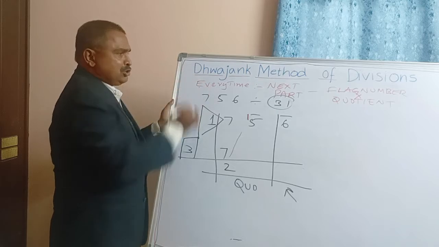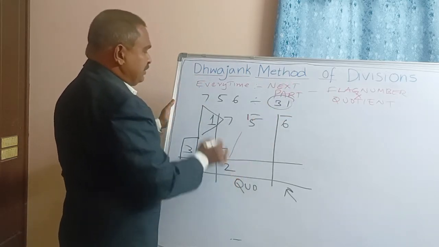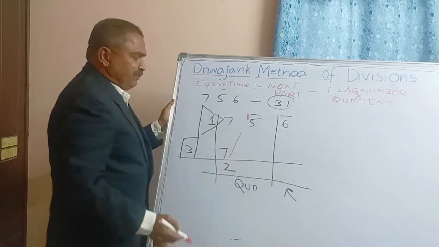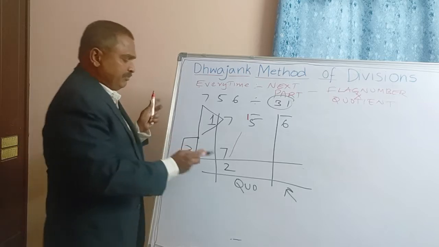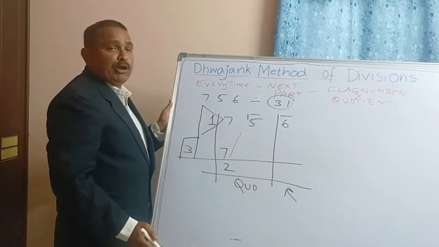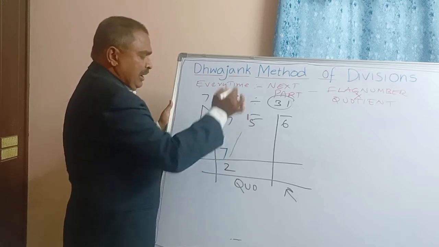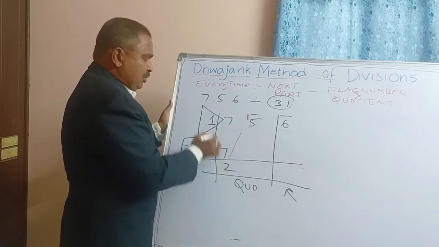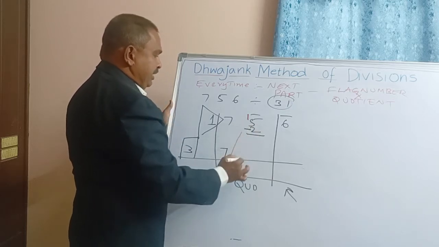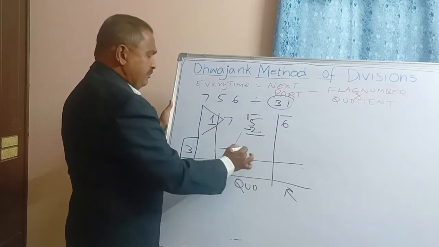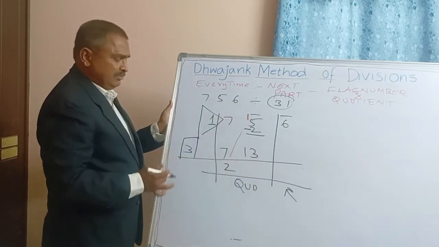Now, follow this rule. Every time multiply quotient with flag number and subtract from next part. What is the quotient here? 2 is the quotient. What is the flag number? 1 is the flag number. So multiply quotient with flag number and subtract from next part. 2 into 1, 2. 15 minus 2, 13. Bring down 13 to the baseline.